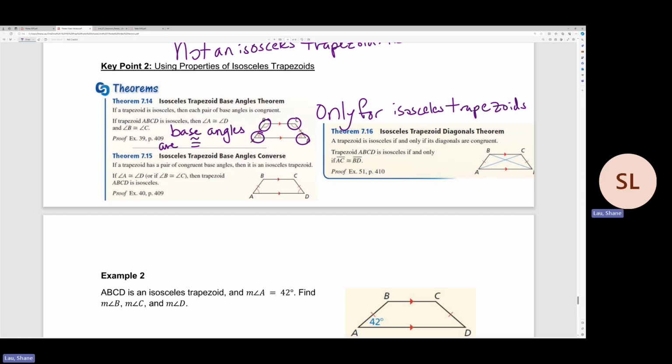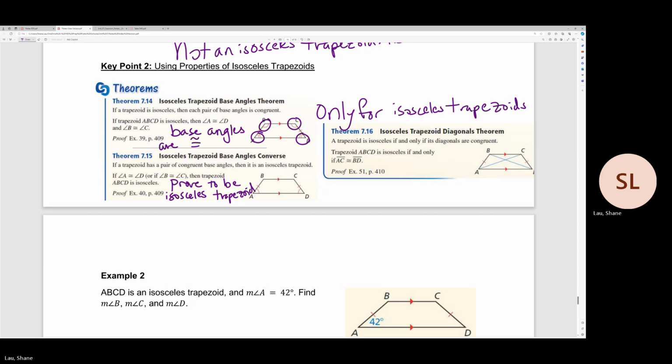Then we have theorem 7.15, and it's actually the converse of the previous theorem we just looked at, where it basically says that if the base angles are congruent, then we can prove that the trapezoid is isosceles. So this one you can just use to prove an isosceles trapezoid. I don't foresee a whole lot of proving to say something is an isosceles trapezoid, but you never know. It's entirely possible.